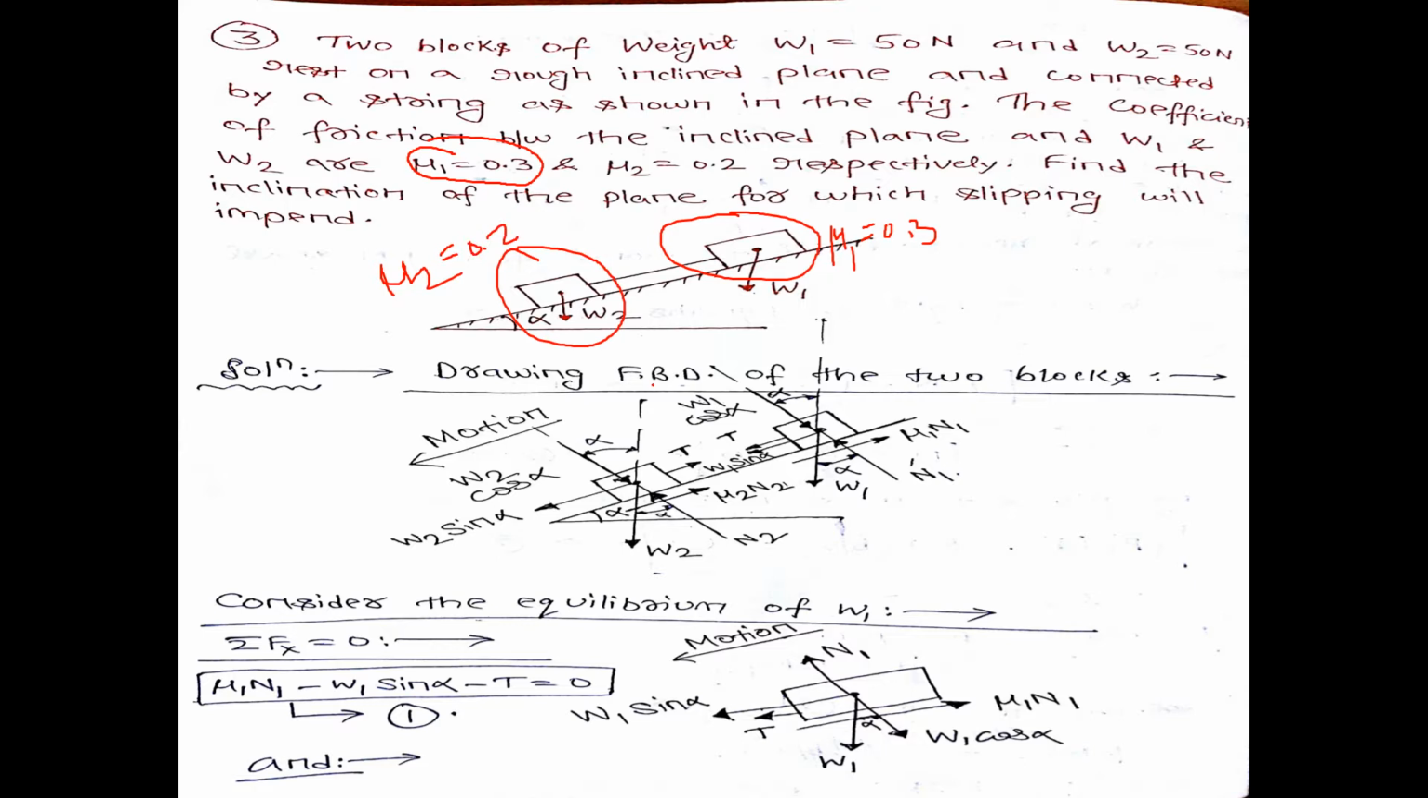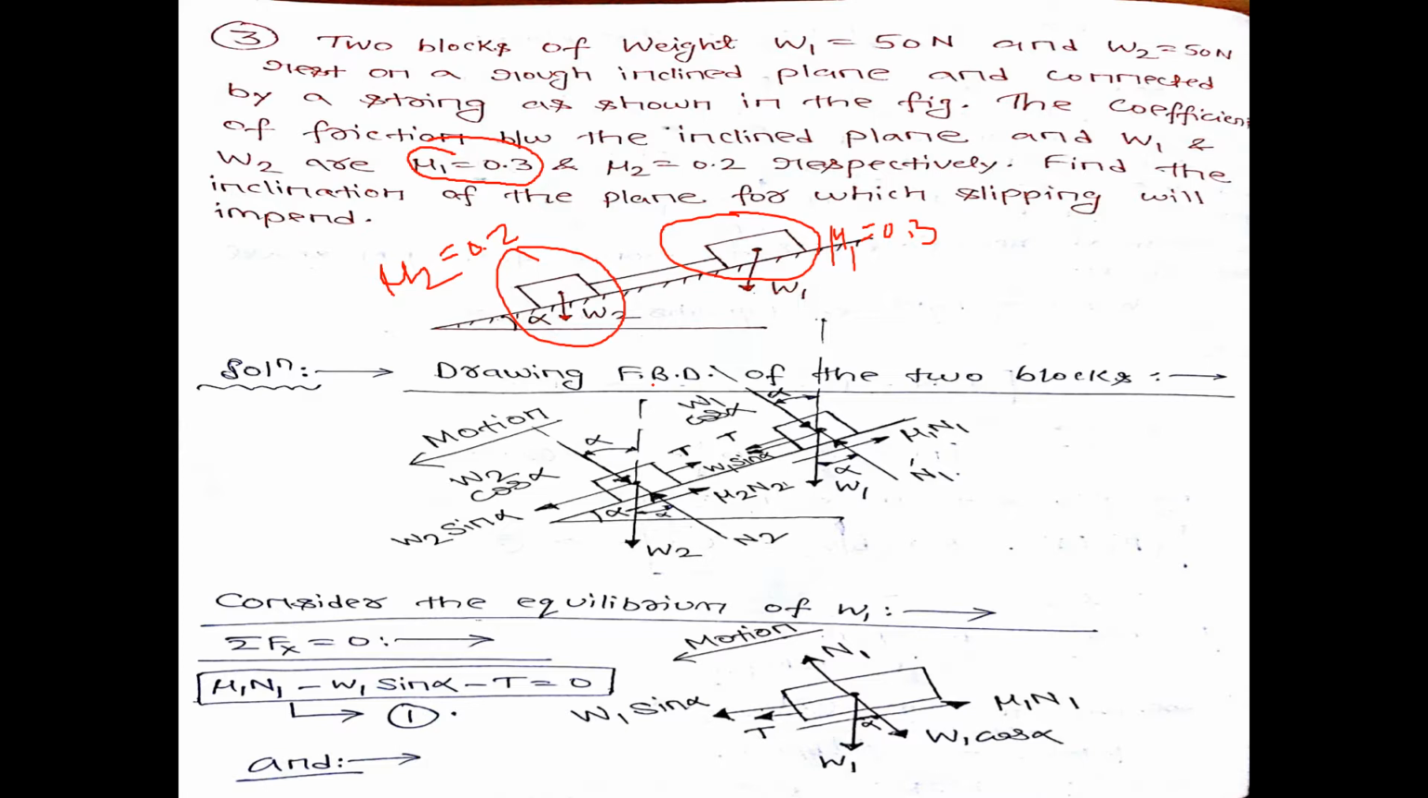Okay, find the inclination of the plane for which slipping will impend. What you need to find out? You need to find out the inclination of the plane for which slipping will impend. So can anyone tell me what we need to find out in the problem? If you have understood the problem, please let me know what we need to find out.